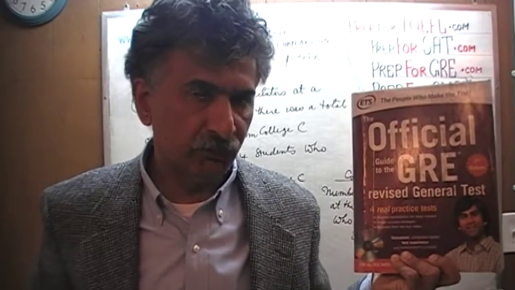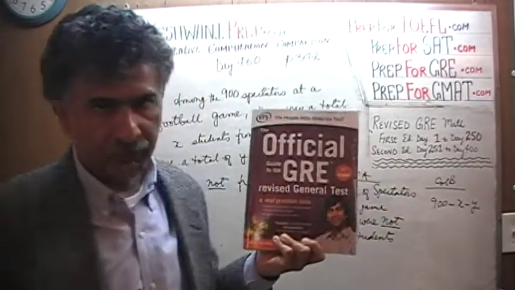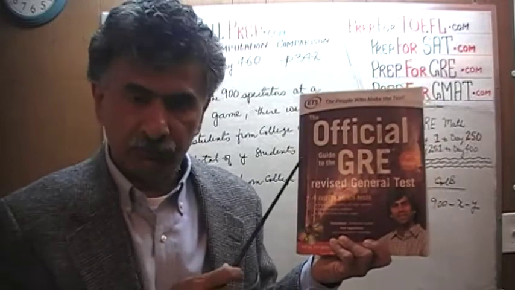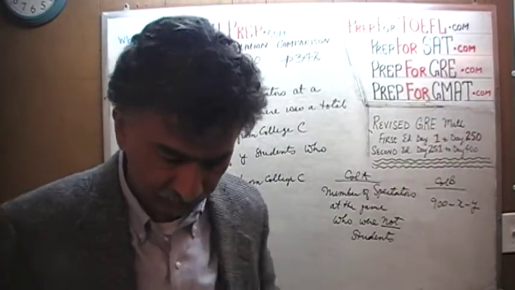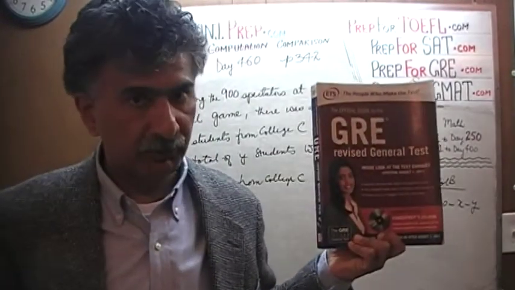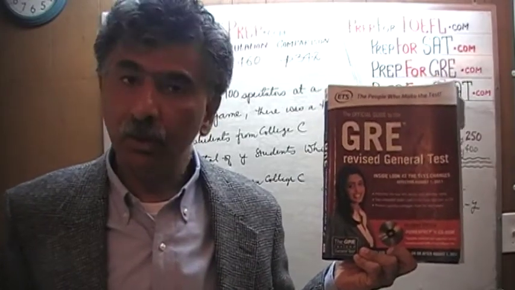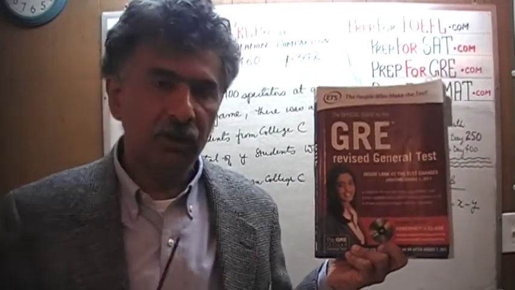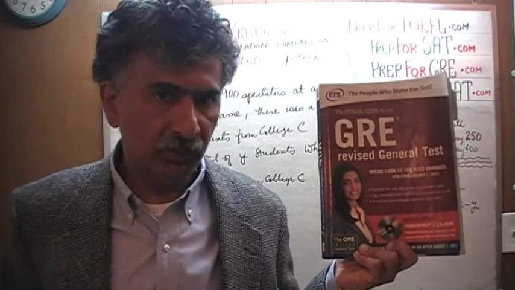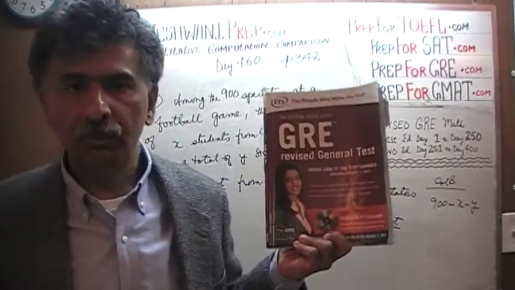you will find the solutions to almost all the problems from day number 251 through 400. This book, the second edition, happens to contain, in most cases, exactly the same problems appearing on exactly the same page numbers as the problems that appeared in the first edition of the revised GRE. We are finished doing all the problems from this book. In the event that you are interested in watching the original solutions to the problems, you will find all the original solutions from day number 1 through 250.